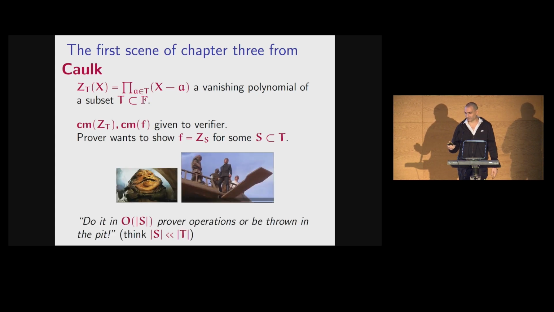And the cool thing that happened with Caulk is they can do this with only order S operations, right? So think of S being much smaller than T. Caulk was able to do this in order S operations.